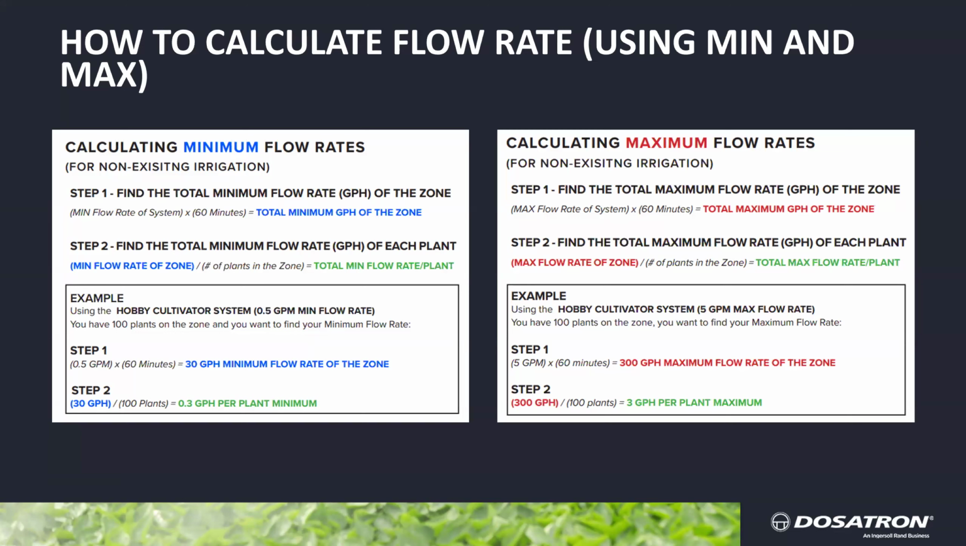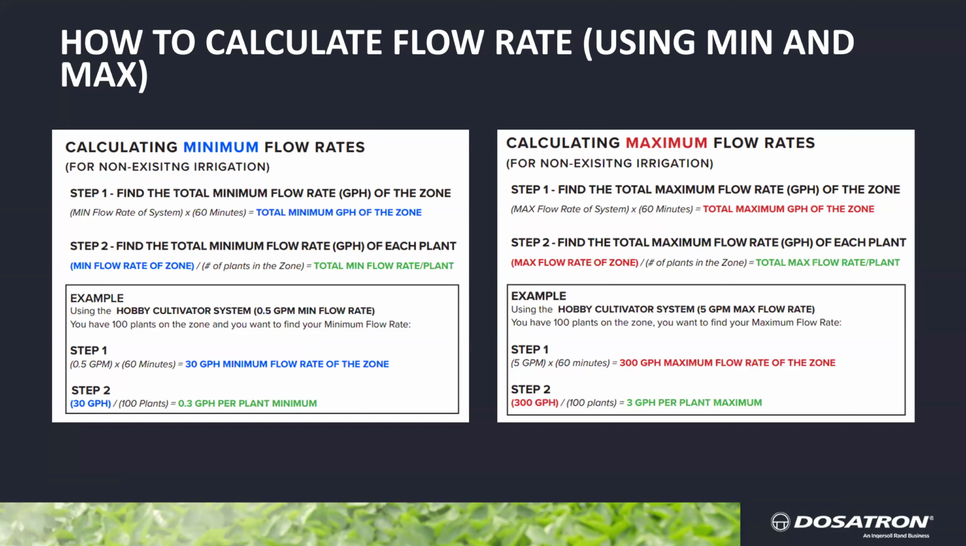Maybe I want to go with a larger emitter, but how large can I go? Well, let's figure out the maximum. So we do the same equation, but this time we're going to use the maximum flow rate of a system times our 60 minutes, and then we get that total gallons per hour of the zone. And we can then divide that by the number of plants, just like we did in the minimum, and get a total max flow rate per plant.